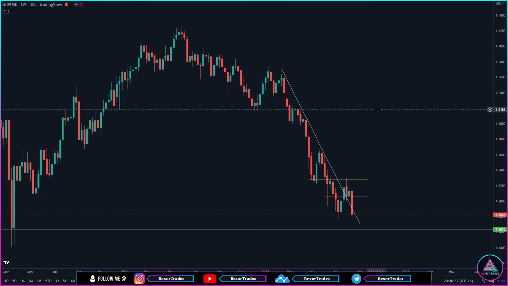In this video, we'll be doing a weekly analysis on the pair GBPUSD in multiple time frames for the upcoming week. Now, by the end of this week's market close on Friday, we can see that GBPUSD closed this week with this bearish engulfing candle looking like this.